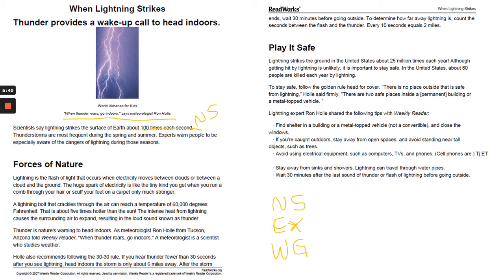Forces of nature. Lightning is the flash of light that occurs when electricity moves between clouds or between a cloud and the Earth. The huge spark of electricity is like the tiny kind you get when you run a comb through your hair or scuff your feet on a carpet, only much stronger. A lightning bolt that crackles through the air can reach a temperature of 60,000 degrees Fahrenheit. That is about 5 times hotter than the sun.